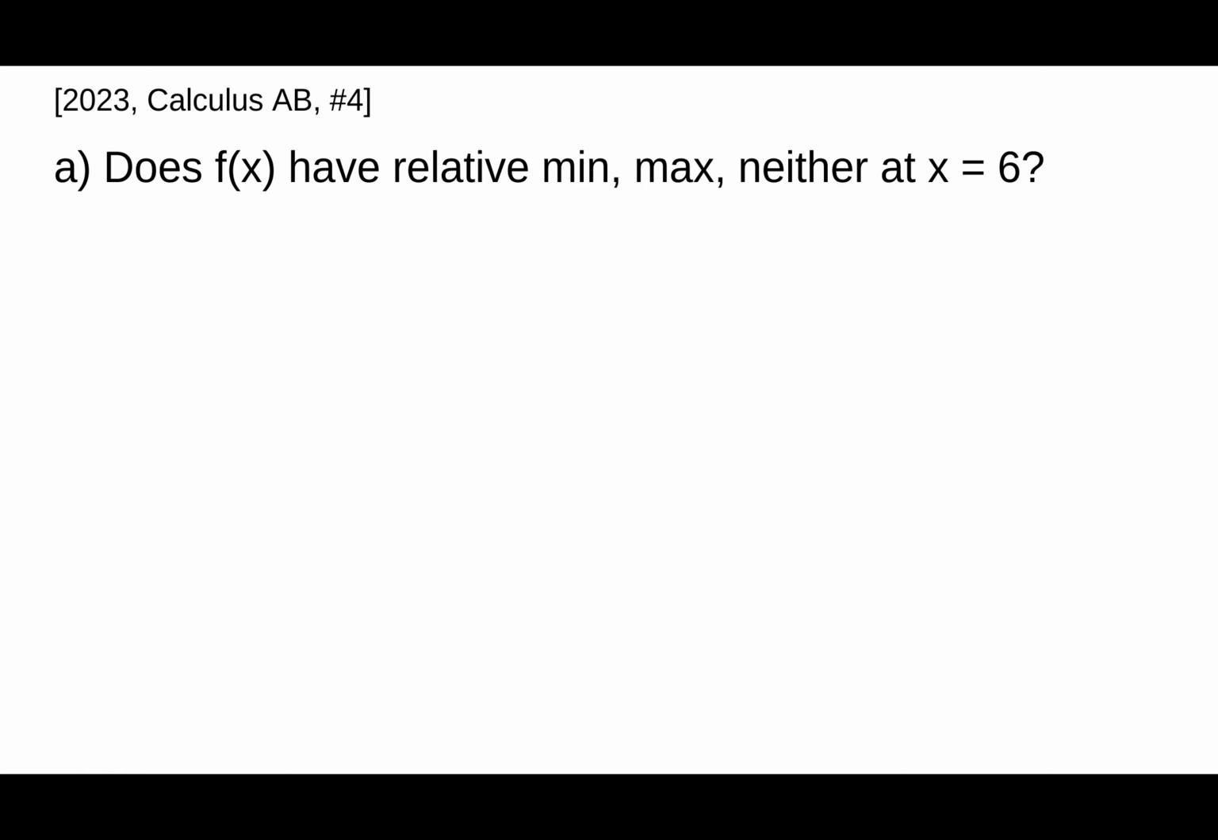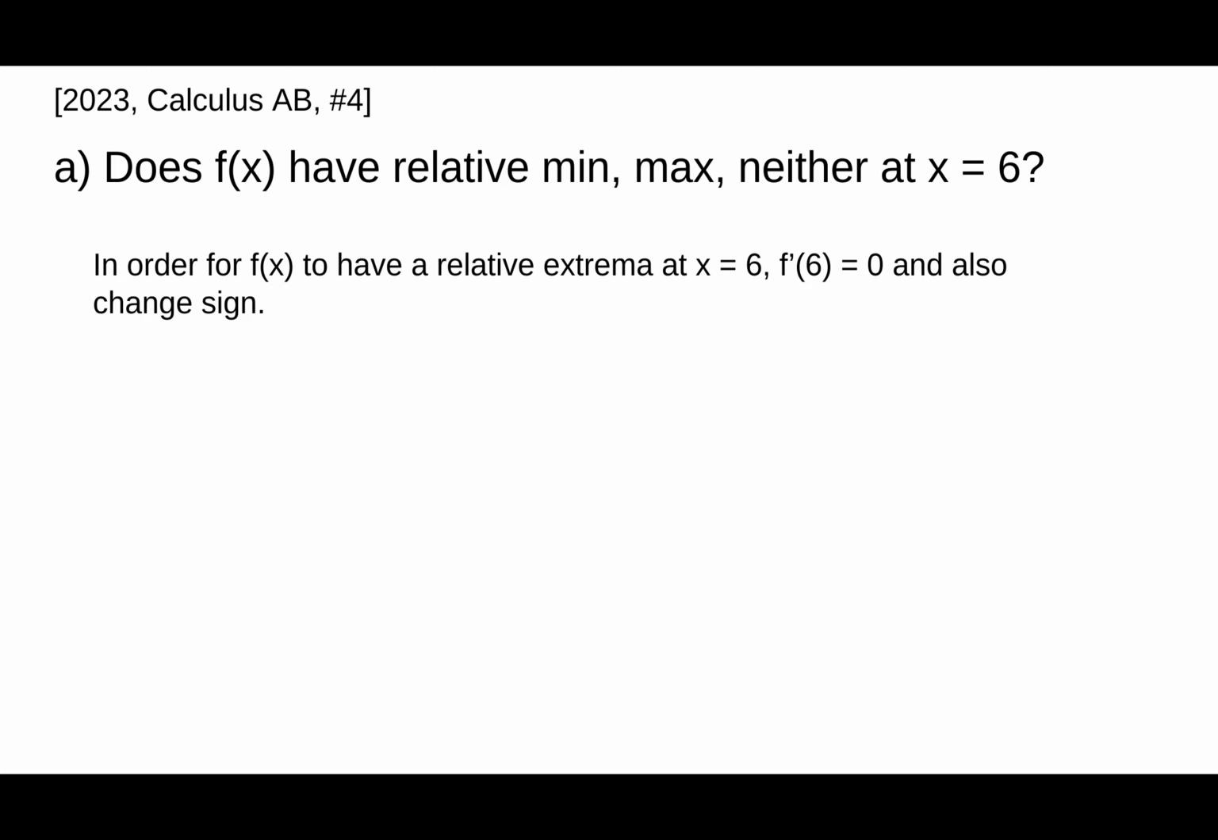and a semicircle. In part A of the question, we are asked to determine if f has a relative minimum, relative maximum, or neither at x equals 6. So in order for f to have a relative extrema at x equals 6, f prime of x would have to equal 0 and also change sign at x equals 6. Now, depending on how it changes sign, does it go positive to negative or negative to positive, that will determine whether or not it's going to be a relative minimum or relative maximum, but both conditions have to be satisfied.